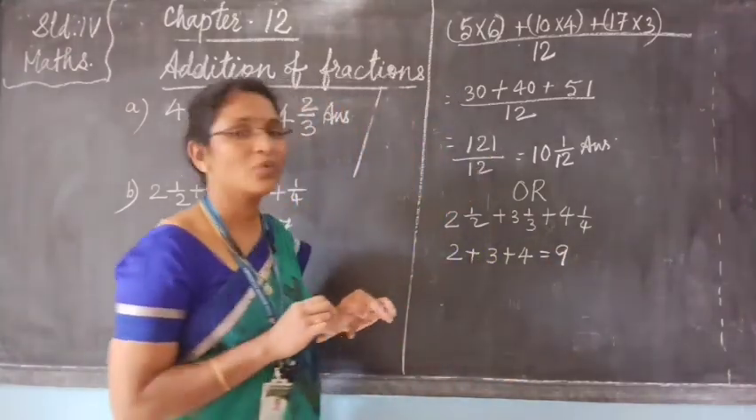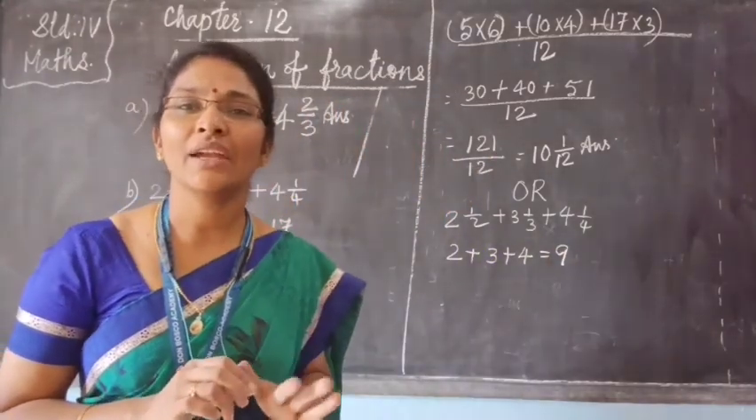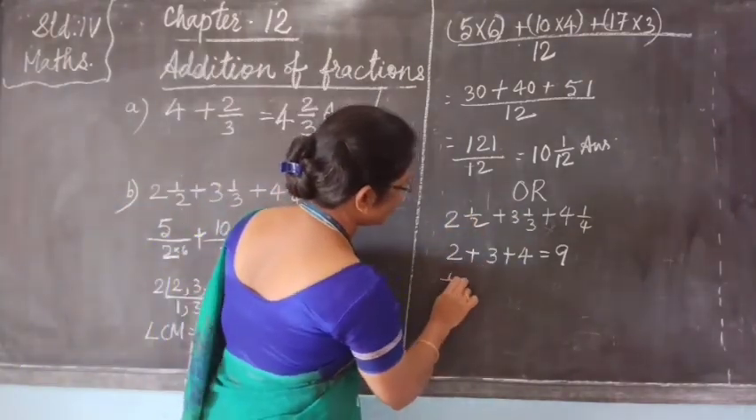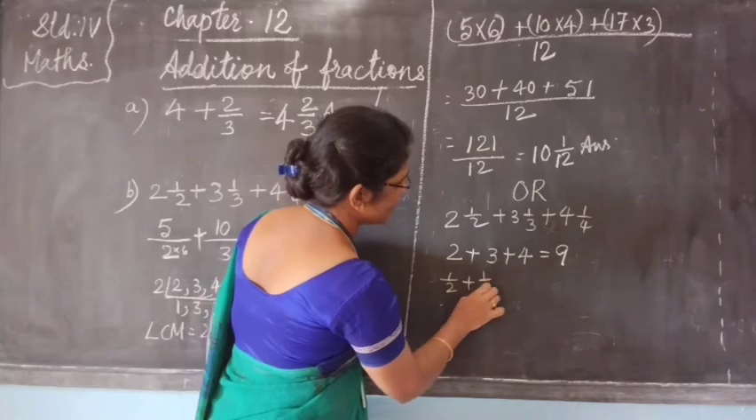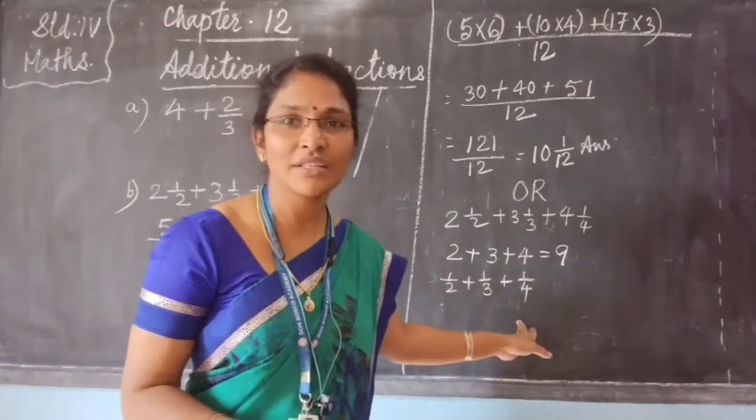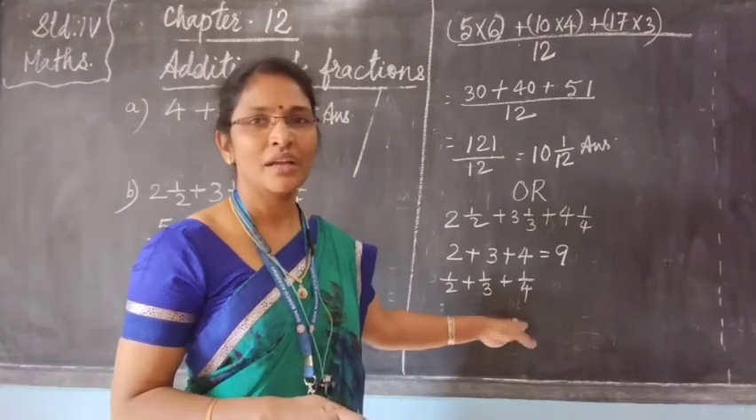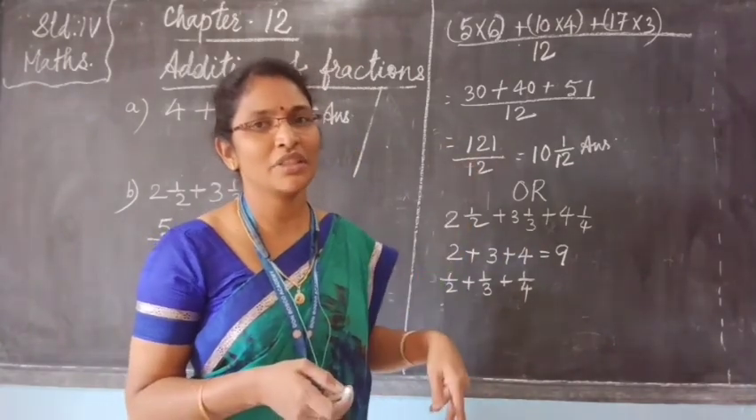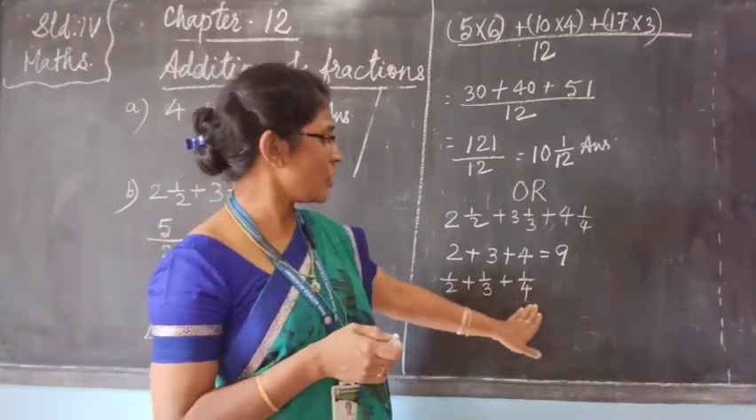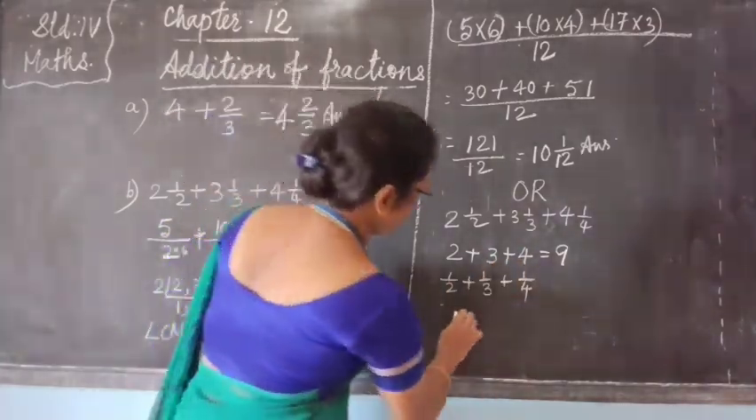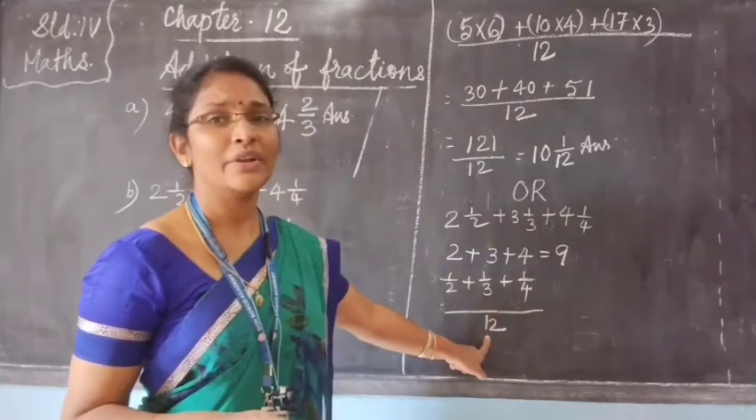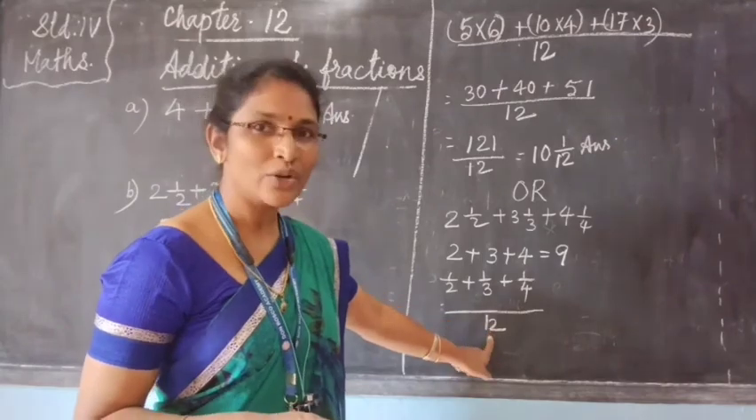Okay. Now next step, we can add all the fractional parts. 1 by 2 plus 1 by 3 plus 1 by 4. You can see the denominators are different. We have to follow the same method of finding LCM. What is the LCM of all these? 12. We can write LCM 12 as the denominator.